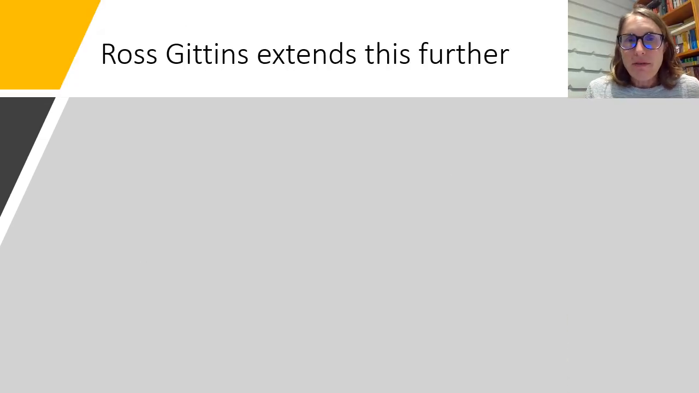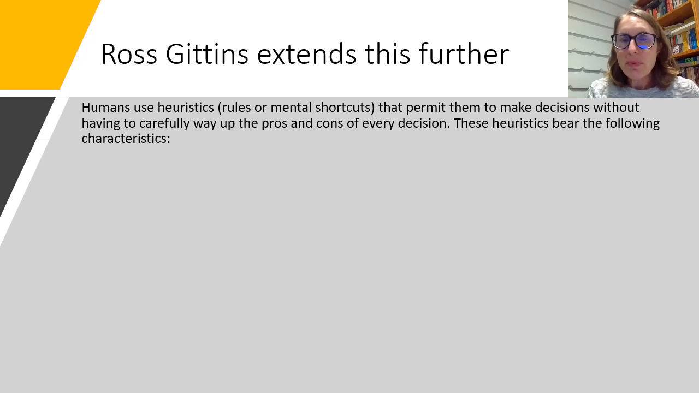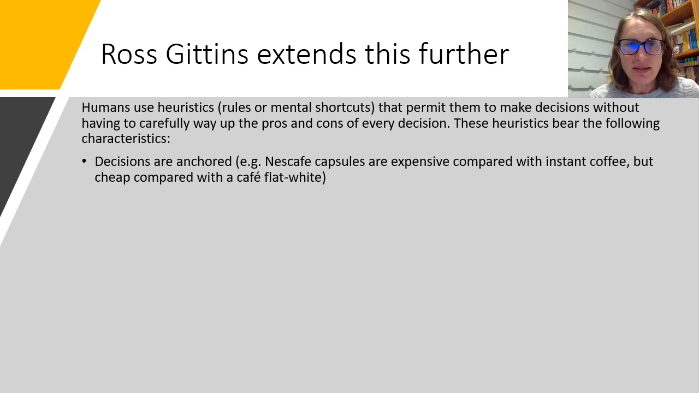Ross Gittins extends this further. He notes how humans use heuristics. By this he means, and he's drawing on the literature here, heuristics is not a word specific to his work, but has been elaborated by other behavioural economists too. Humans use heuristics, by which he means rules or mental shortcuts that permit us to make decisions without having to carefully weigh up the pros and cons of every decision. And these heuristics bear the following characteristics.